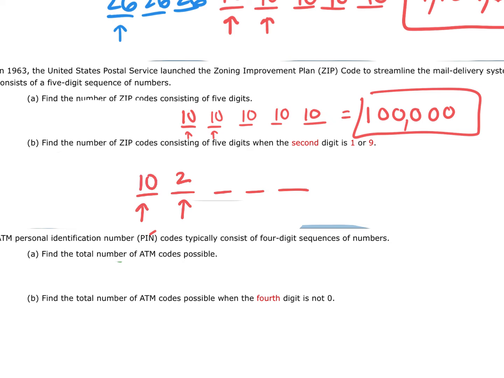10. It doesn't give me any restrictions for the first. What about the third? 10. Fourth? Yep. The only restriction is on that second digit. It could only be a 1 or 9, so it only has 2 options there. So this would be 20,000.